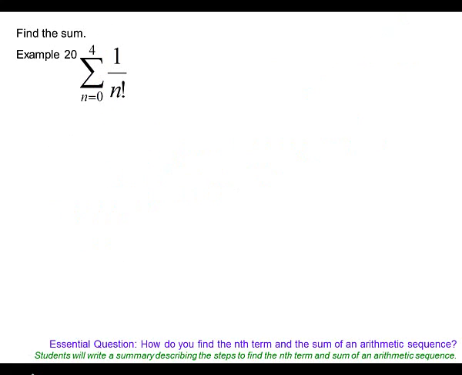Here's the one that was similar to homework last night, only we didn't have to find the sum. So what number am I starting to plug in? 0. And where do I stop? 4. I'm just going to plug it in the way it looks. So 1 over 0 factorial plus 1 over 1 factorial plus 1 over 2 factorial plus 1 over 3 factorial plus 1 over 4 factorial.